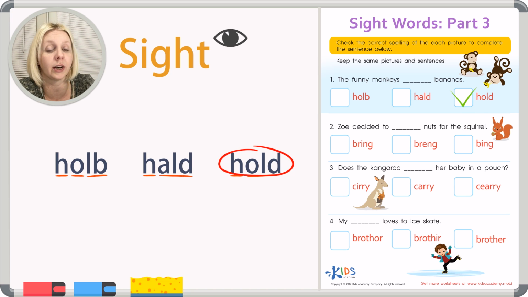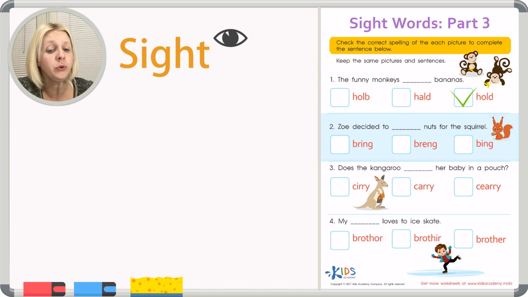So let's put a check next to it, but let's practice it so that we get it in our working memory and we can remember it really well. So what we're going to do is we're going to air write this word. So I want you to practice with me. H-O-L-D, hold. Let's try it again. H-O-L-D, hold. Okay, very good. Let's go on to the next one.